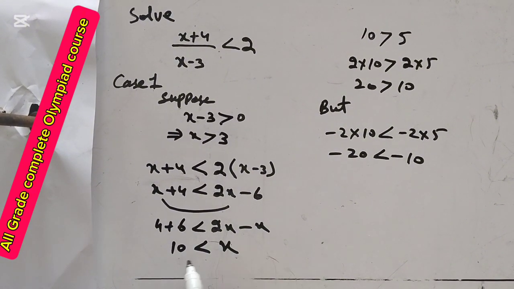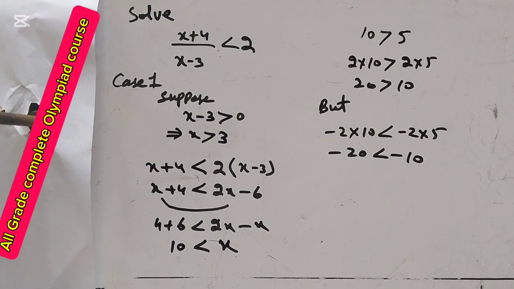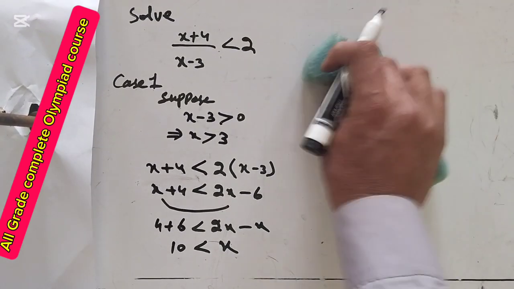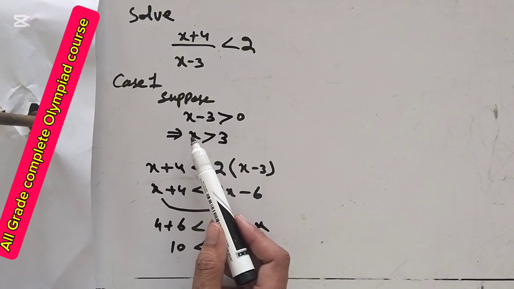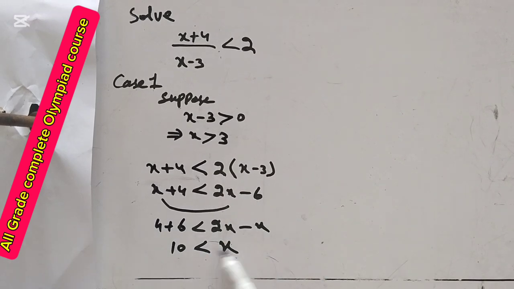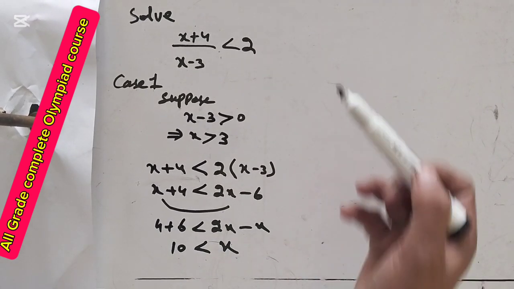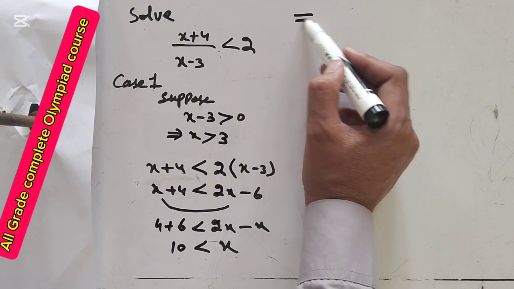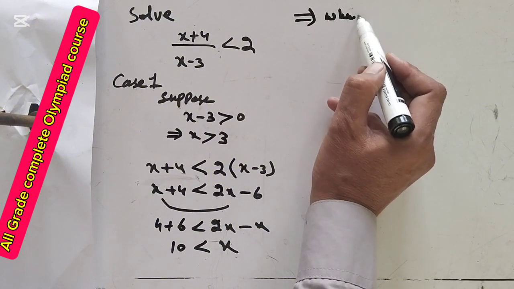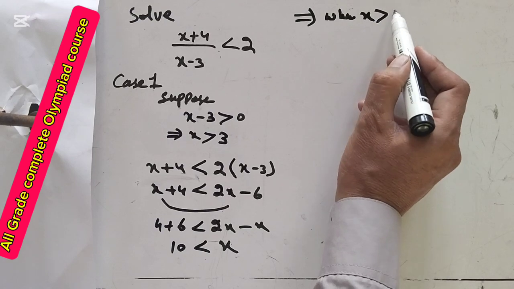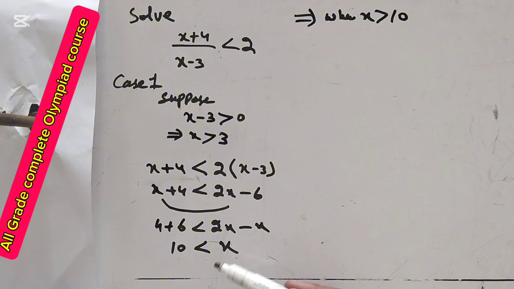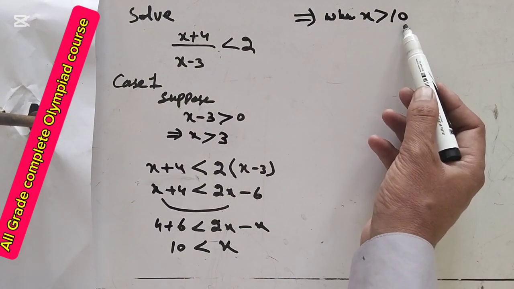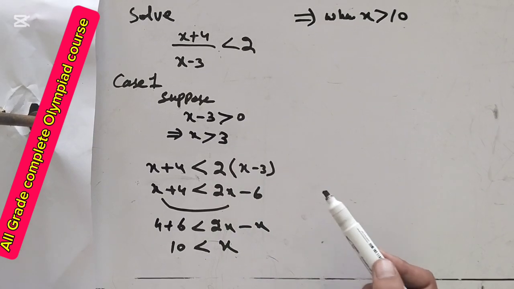2x - x. x is greater than 10. So here x is greater than 3 and here x is greater than 10. This implies that when x is greater than 10, it is automatically greater than 3. So from here we take only x greater than 10, because when x is greater than 10, it is already greater than 3. So the inequality holds.